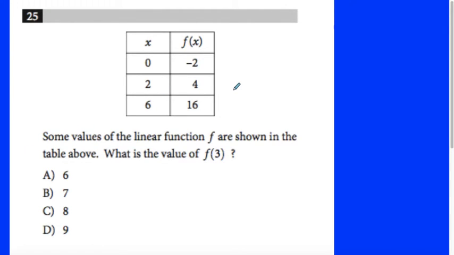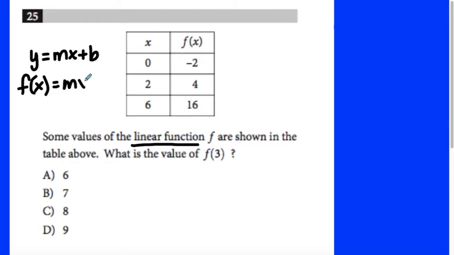Unfamiliar might be if they give it to you in a table. It's not the only way to handle this problem, but it says some values of the linear function, so they tell me it's a line, and they said it's a function, so that means function notation, which is y equals mx plus b, or f of x equals mx plus b. So we know we could write an equation of a line if we wanted to. Now it says, what is the value of f at 3? Remember, f at 3 means f of x, so it wants the value for x of 3. On my table, it wants the y when x is 3.